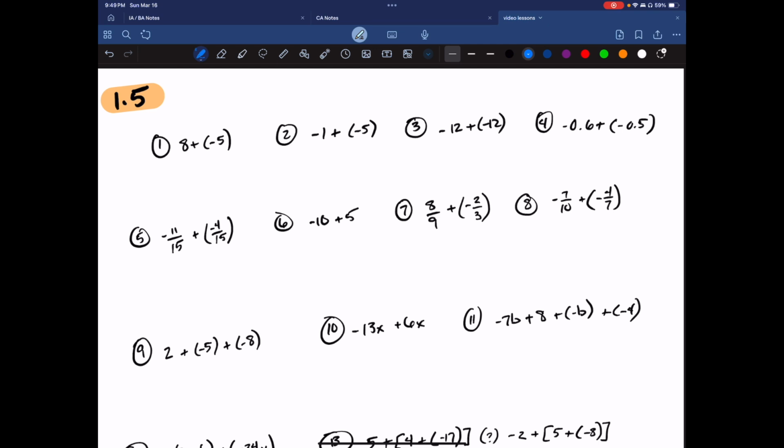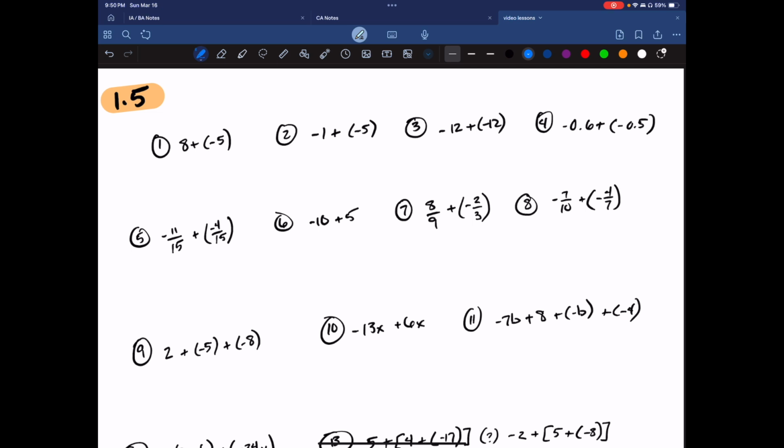In 1.5, we're talking about the addition of real numbers. So what that means is there's going to be a lot of adding negatives. So what does that look like? And in your homework, you're going to be asked to put those on a number line. And so if you can do the algebra, then putting your answer on a number line is child's play.